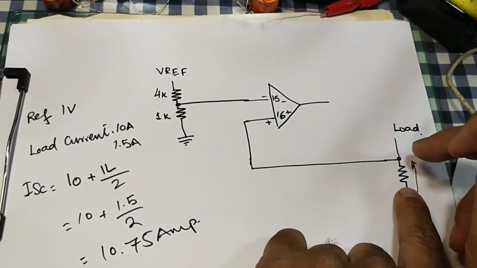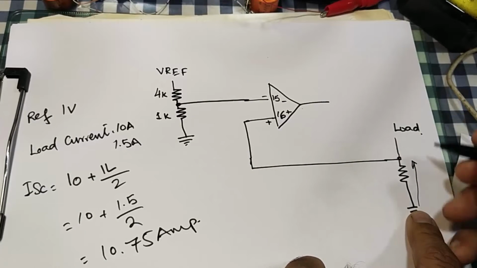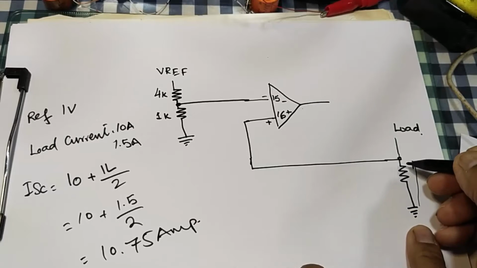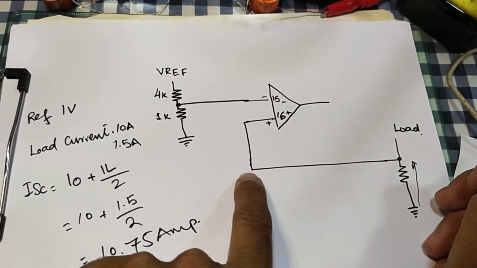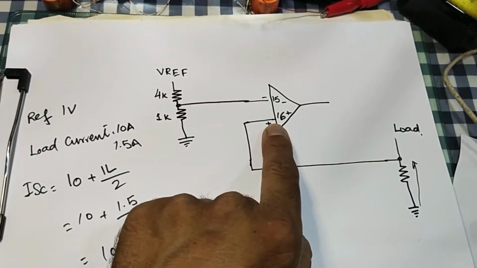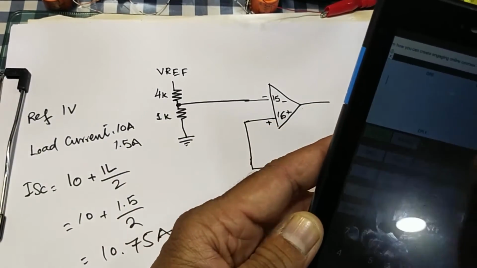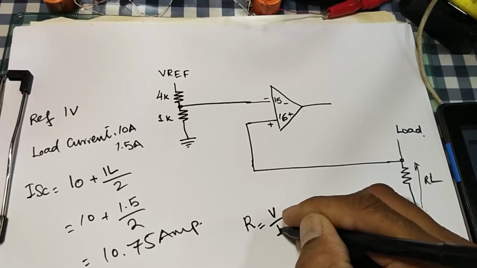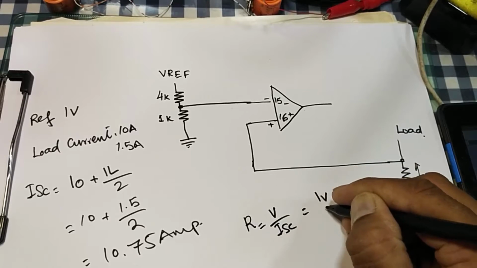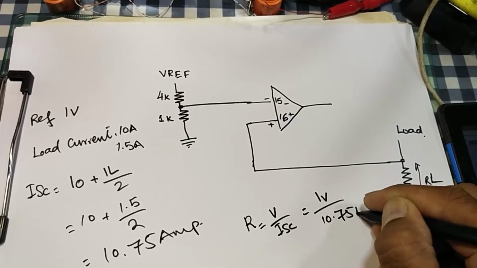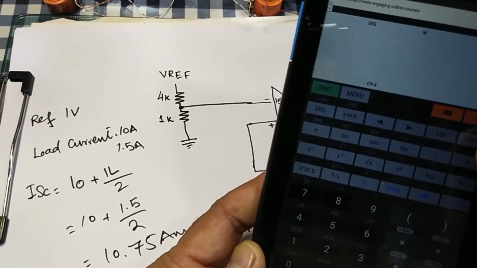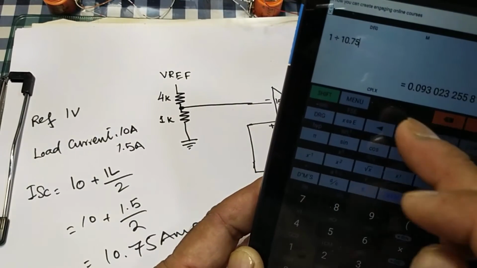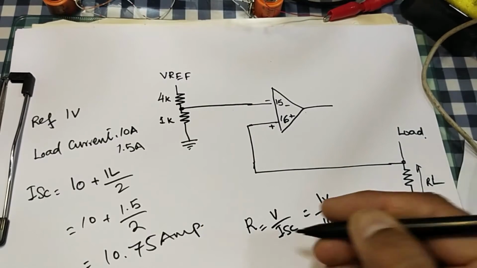At this current we need 1 volt from this resistor, because according to Ohm's law, however much current flows will cause a voltage drop across this resistor, and this voltage is applied to the non-inverting input of this error amplifier number 2. So to determine the resistor value, V over ISC, 1 volt over 10.75 ampere, 1 divided by 10.75, so it is 0.093 ohm.